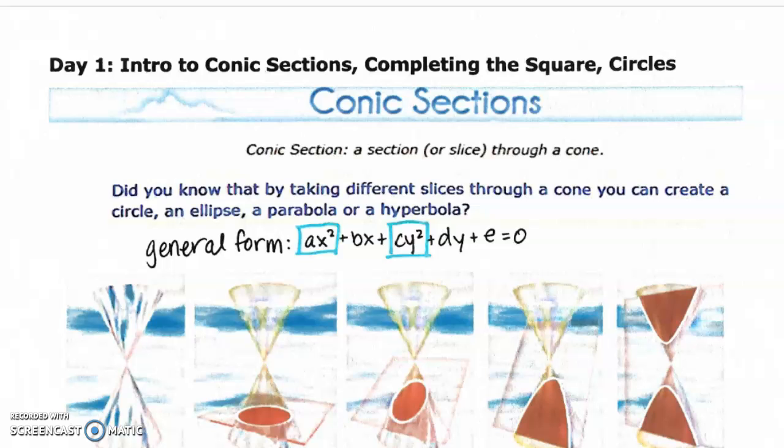Good morning, everyone. Today we start talking about conic sections. A conic section is exactly what it sounds like. It is a slice through a cone, or sometimes a double stacked cone like this. In doing so, we can create flat shapes that are either a circle, an ellipse, a parabola, or what's called a hyperbola.